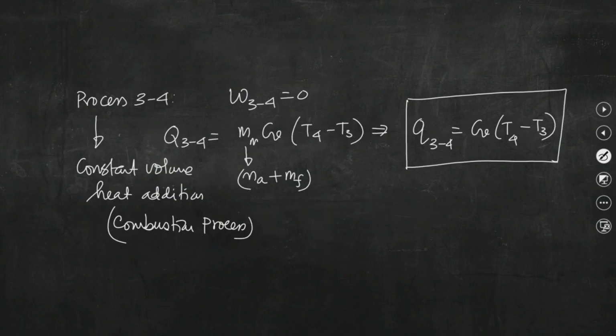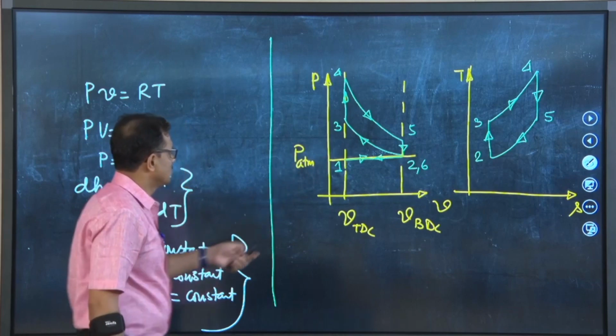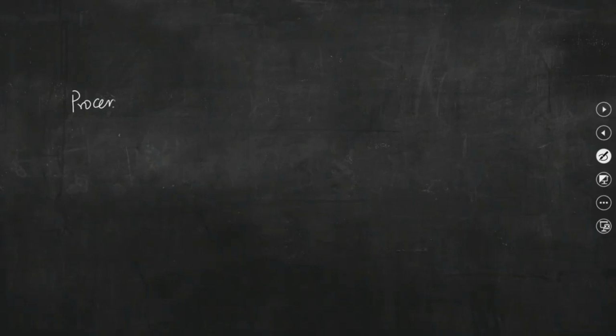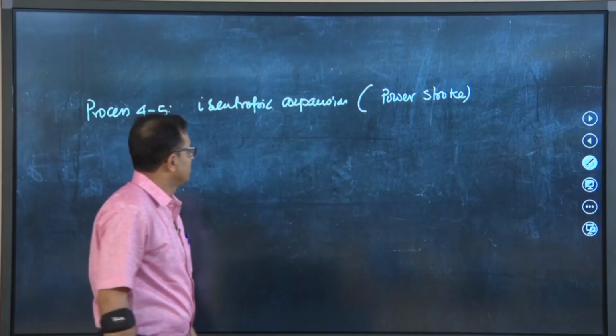Okay. So, process 3 to 4 is fine. Next is process 4 to 5. So, we can write process 4 to 5. So, this is again isentropic expansion, that is the power stroke. I am not going to write again whether the valves will remain closed or open, because you know. So, this process is power stroke, both valves are remaining closed, power stroke.